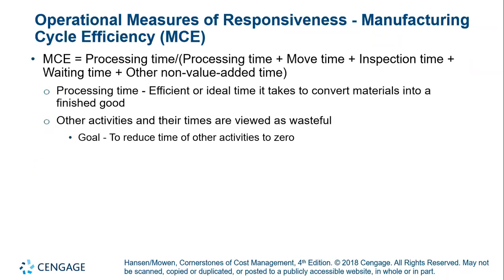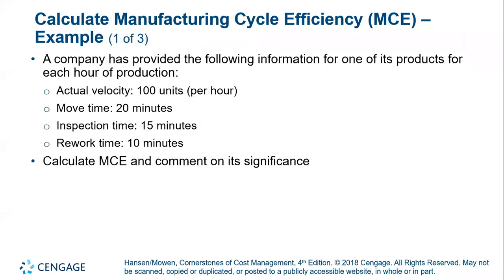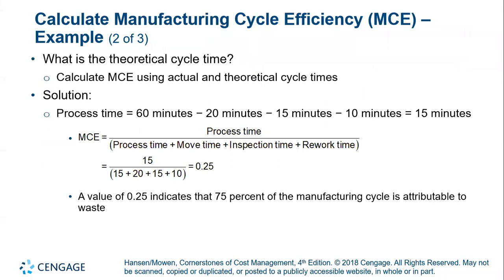We have the formula here, dividing the processing time by the sum of the processing time and the non-value added activities. In this problem, we have the actual velocity of only 100 units per hour, and the move, inspection, and rework time for a total of 45 minutes. So we now calculate the MCE using actual and theoretical cycle time. The process time is 60 minutes minus 20 minutes, 15 minutes, and 10 minutes. So we have this total of 45 minutes deducted from 60. In other words, the process time is only 15 minutes.